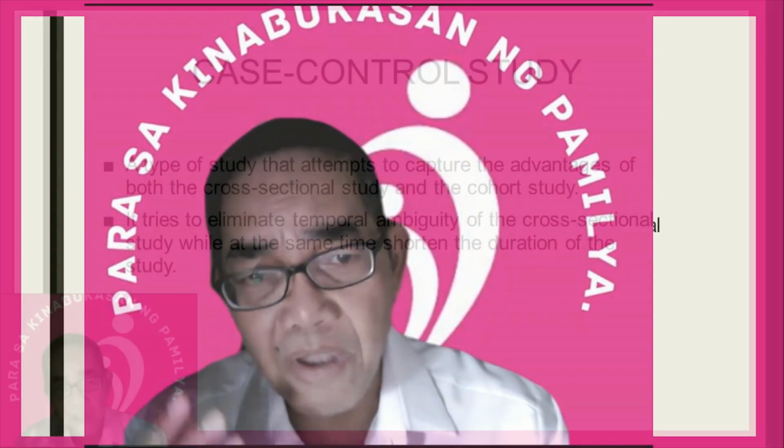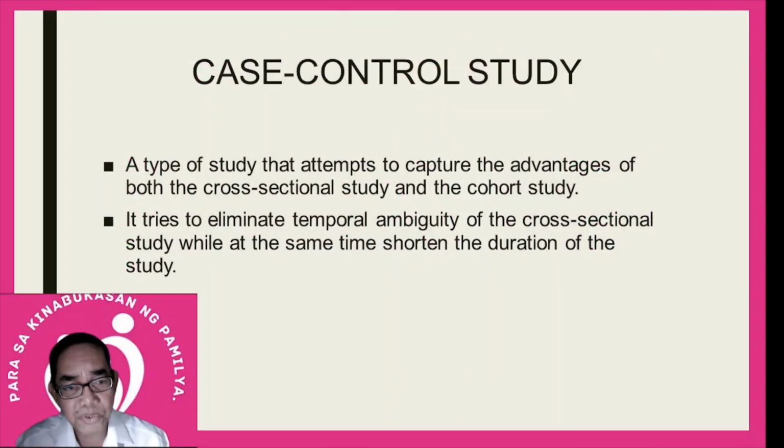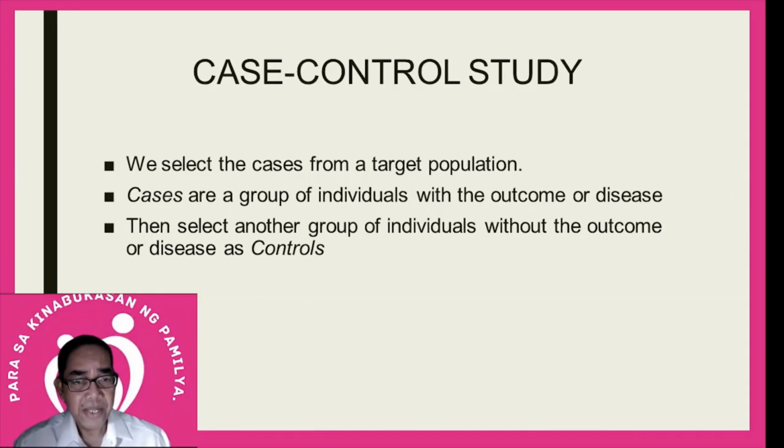And so we will now talk of a case control study. As we said, it attempts to capture the advantages of both the cross-sectional study and the cohort study. It will hasten the study and at the same time remove temporal ambiguity. So it tries to eliminate temporal ambiguity of the cross-sectional study while at the same time shortening the duration of the study. In a case control study, we select the cases from a target population.